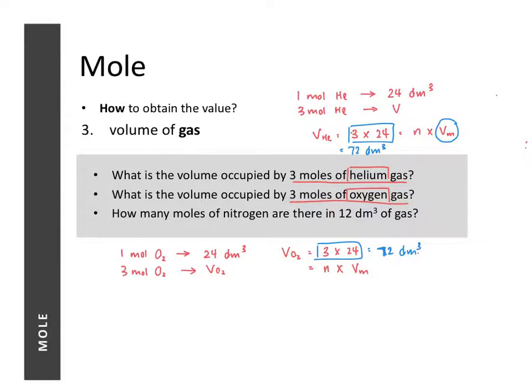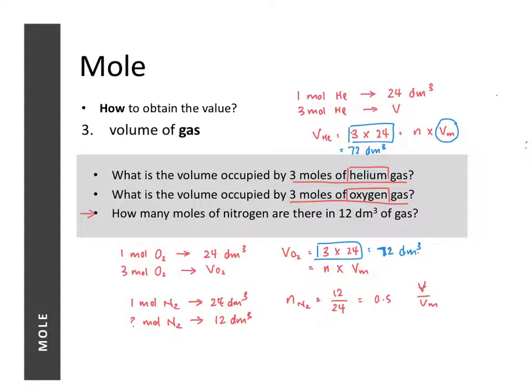Okay, and now to the last question, how many moles of nitrogen are there in 12 dm³ of a gas? Alright, so over here we know that 1 mole of nitrogen occupies a volume of 24 dm³. So how many moles of nitrogen will actually occupy 12 dm³? So for that, to find number of moles of nitrogen, we need to take the volume divided by the molar volume. Okay, so over here this is 0.5, and the formula involved would be volume divided by molar volume.